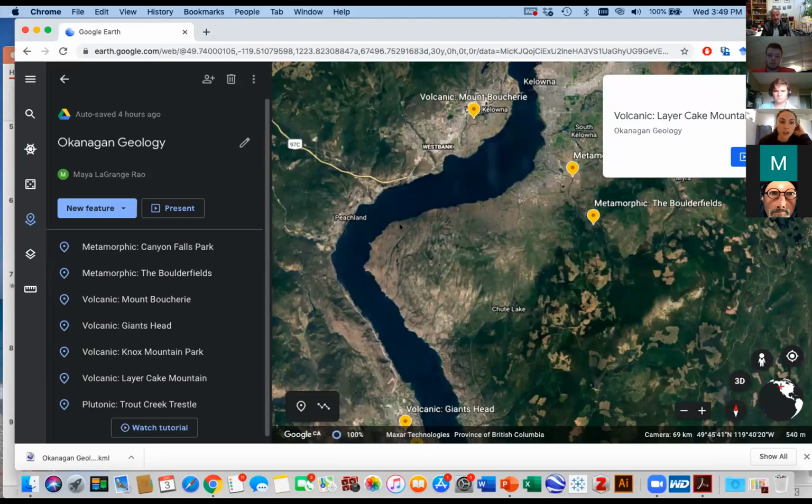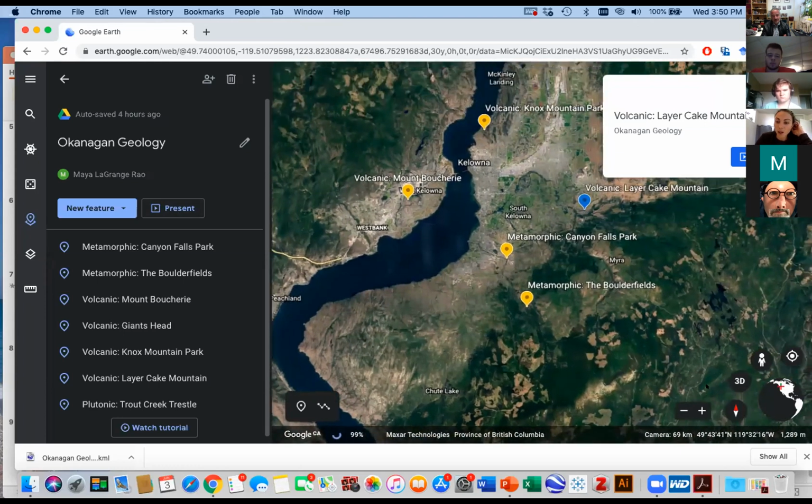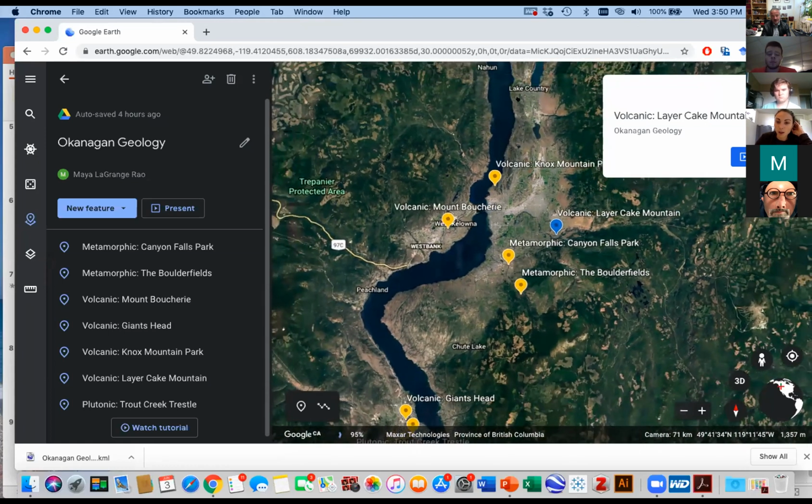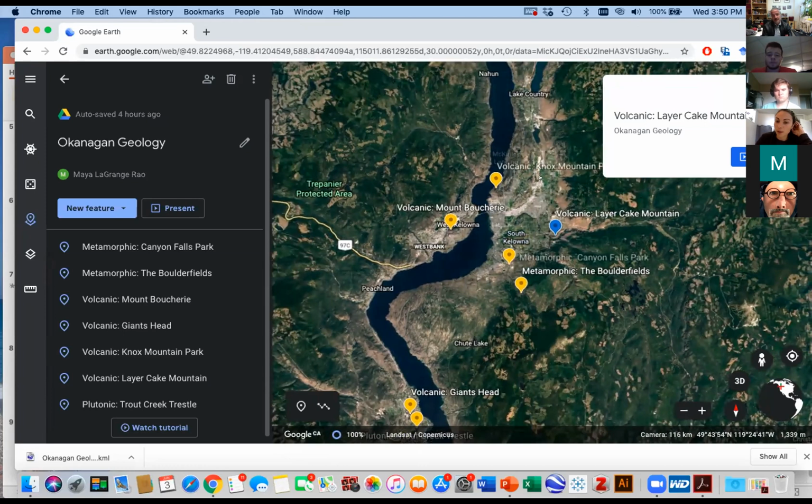So I'm switching to Google Earth and I'm going to try going through this presentation. Here on the east side of Lake Okanagan, where the metamorphic gneisses are mainly present, are some of the places I could suggest that you could go to see them.